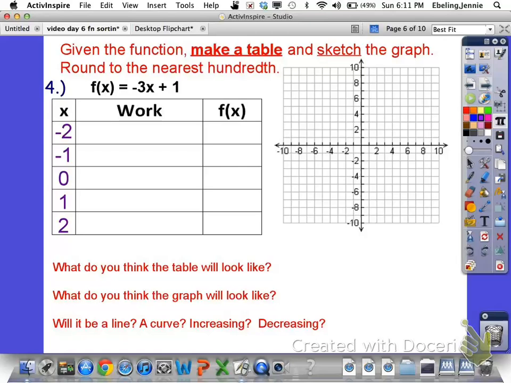Hi, this is part 2 of day 6. We're going to be completing tables, graphing those points, and then sketching the graph.